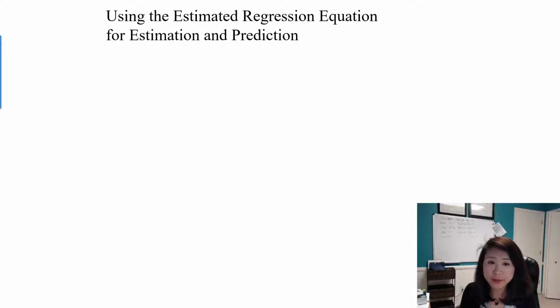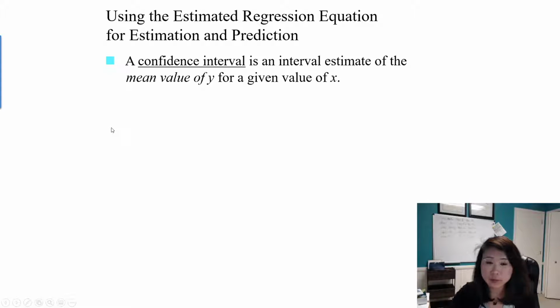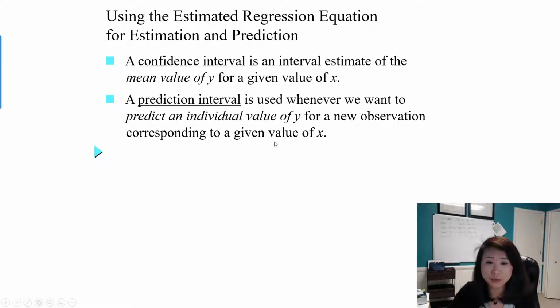So in this video, we're going to look at how we're going to perform interval estimation. So what is interval estimation? Interval estimation has two different kinds. One is called a confidence interval, which is the interval estimate of the mean value of y for a given value of x. Another interval estimation is called the prediction interval.